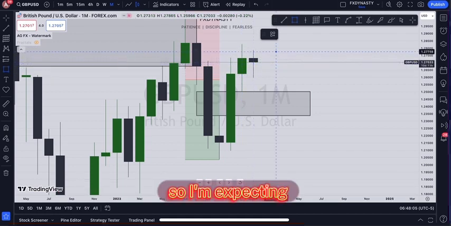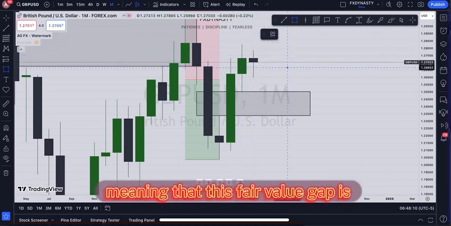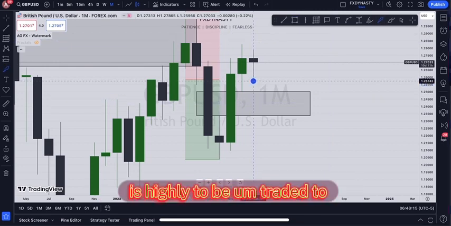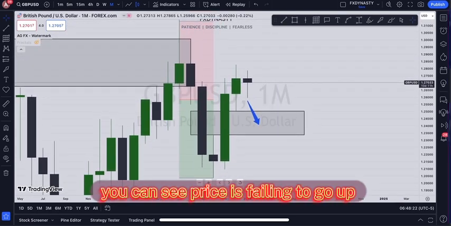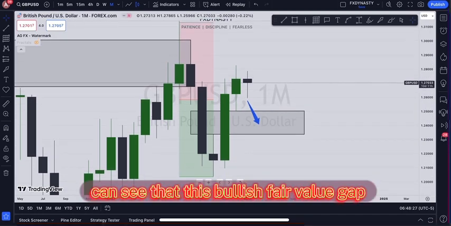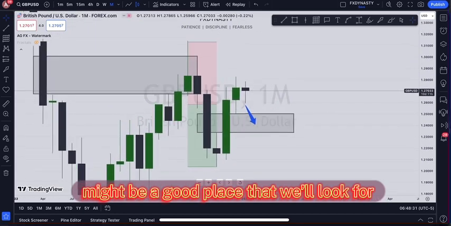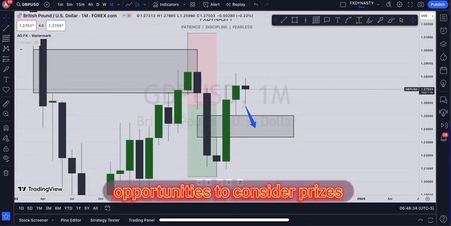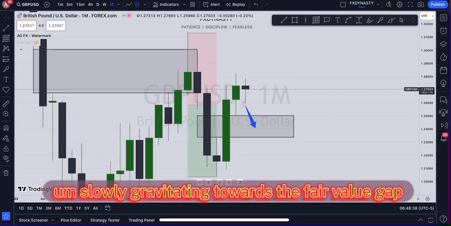So I'm expecting, if this month completes, then we have a swing high, meaning that this fair value gap is highly likely to be traded to. You can see price is failing to go up. You can see that this bullish fair value gap might be a good place that we'll look for opportunities. You can see that price is slowly gravitating towards the fair value gap.